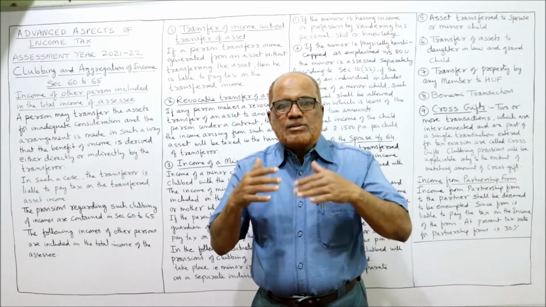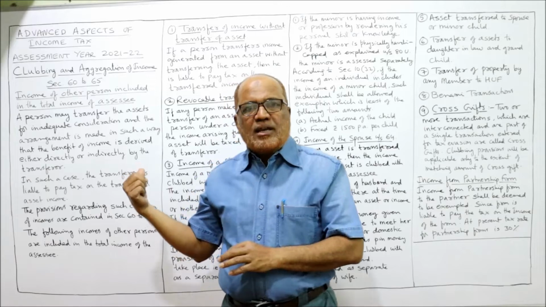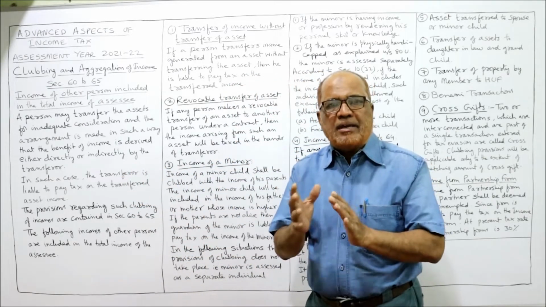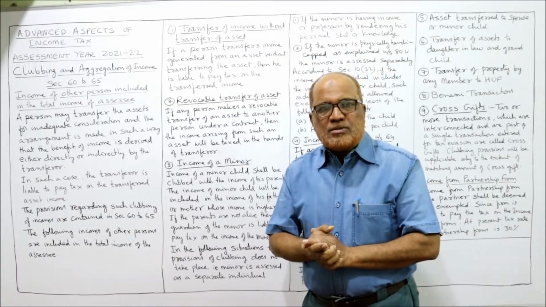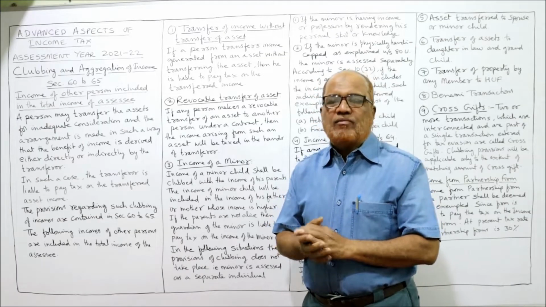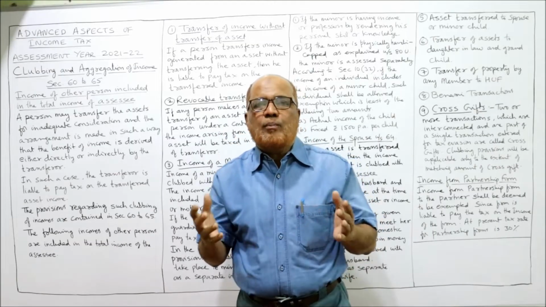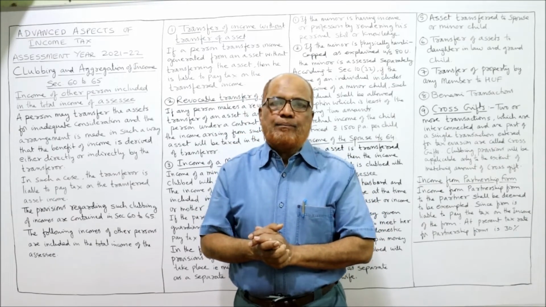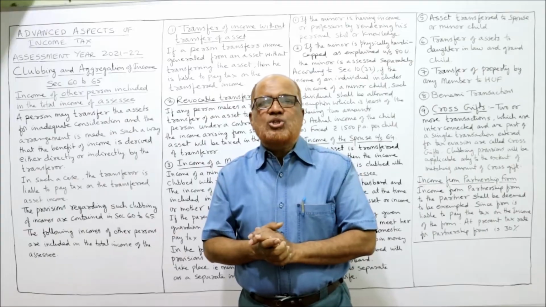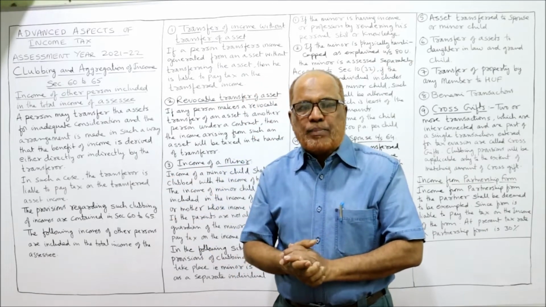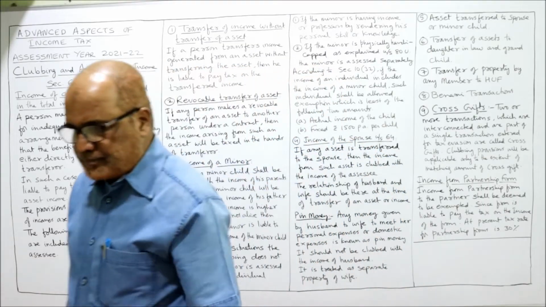Before explaining further, take a screenshot of the notes which I have written on the board so that you can make a copy and maintain it. You can remember the points and write them in the examination. Very frequently in examination, a theory question will be asked regarding what are the provisions of clubbing of income, what are the provisions under section 60 to 65. Take a screenshot, then I'll explain all the points.